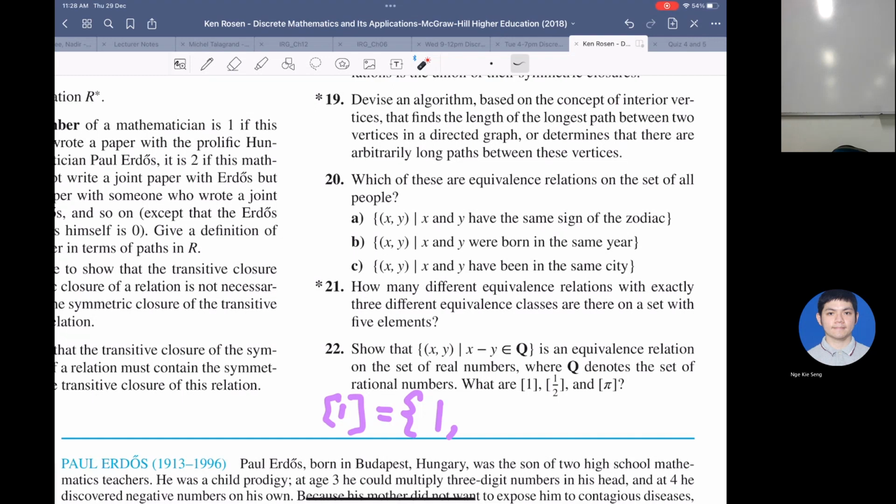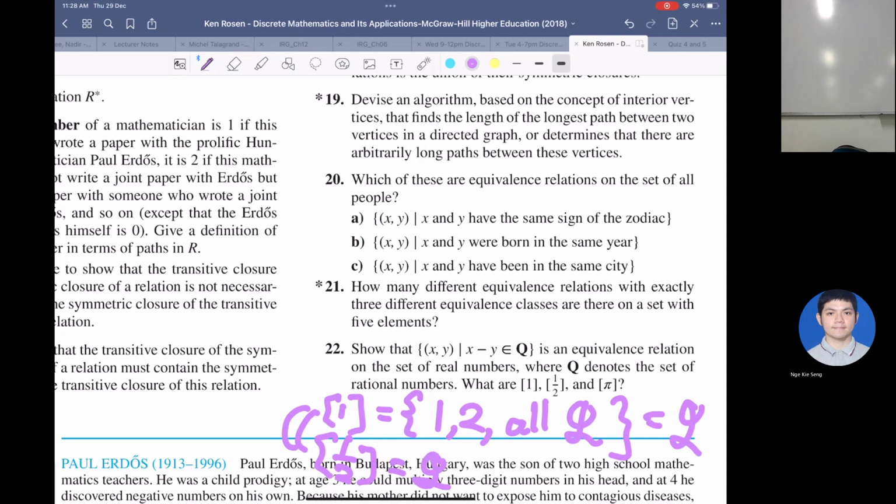Yeah, everything. Actually all the rational numbers, because rational minus rational is giving rational. So similarly for the equivalence class of half. Actually these two are the same equivalence class, because they contain the whole Q. Actually it's equal to Q, these two sets.